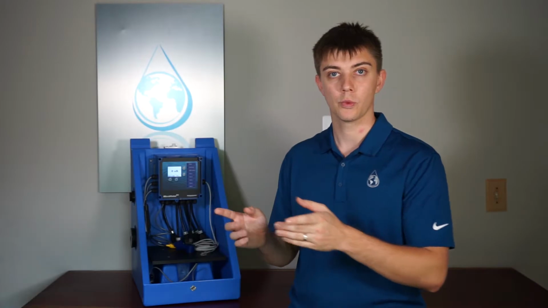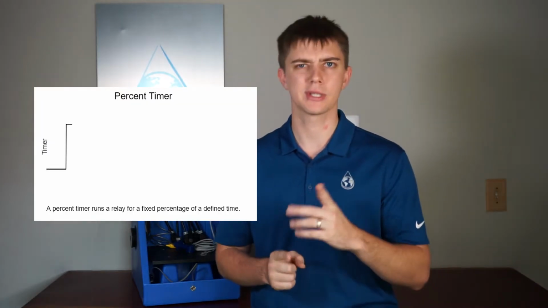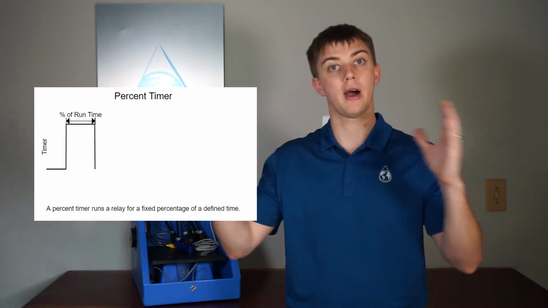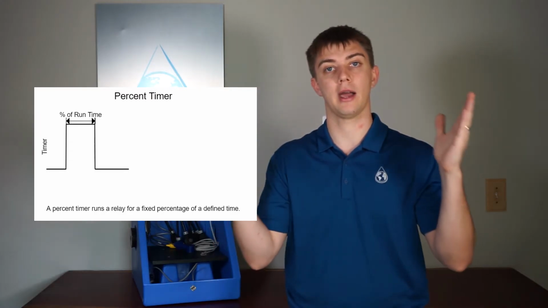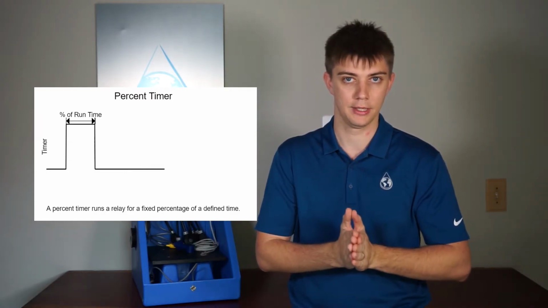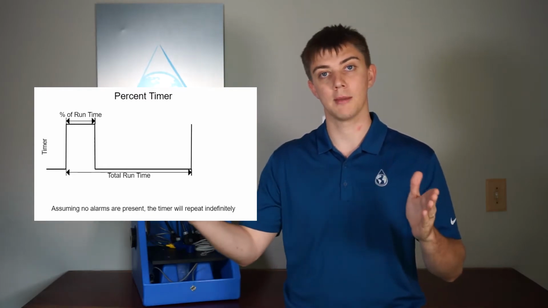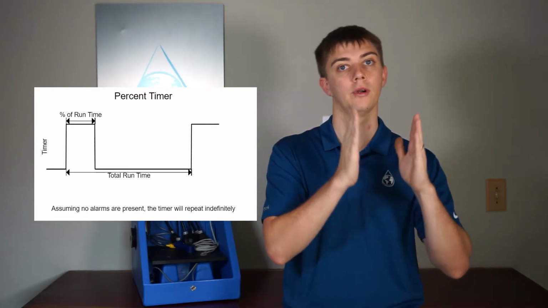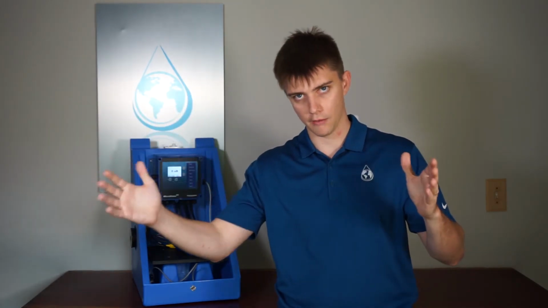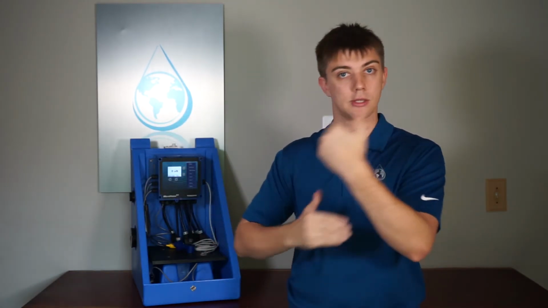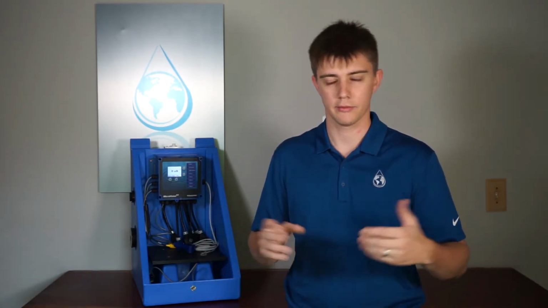Other timer modes would include percent timer. Percent timer is you define a time span and define a percentage of that time. 10% of 10 minutes means the pump's going to come on for 1 minute for every 10 minutes. And it just does that indefinitely unless you have a flow alarm or something.